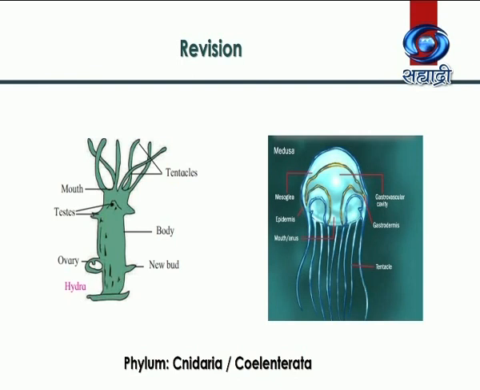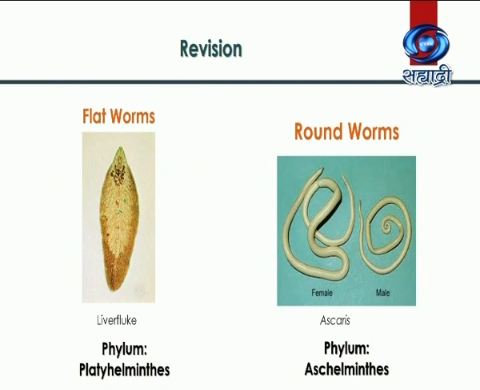These members reproduce by both sexual and asexual means of reproduction. We know that Hydra reproduces by budding. Coelenterata members also show two different forms, that is polyp and medusa. Then we discussed phylum Platyhelminthes and phylum Aschelminthes also. Phylum Aschelminthes comes up with slightly advanced characters.